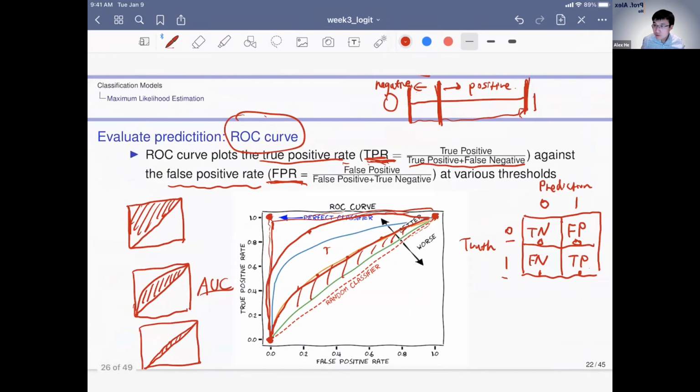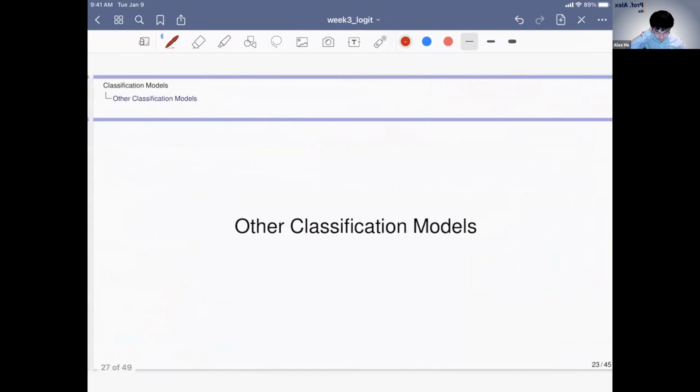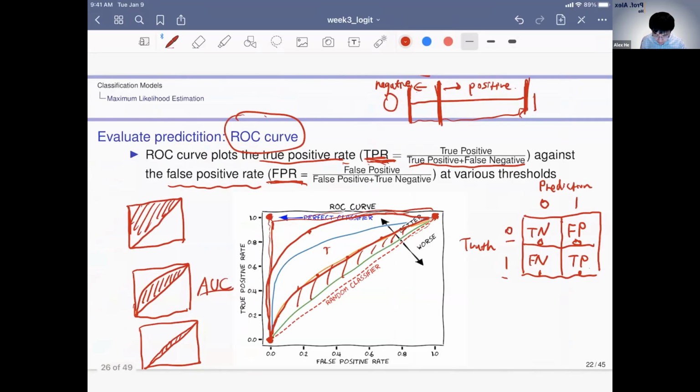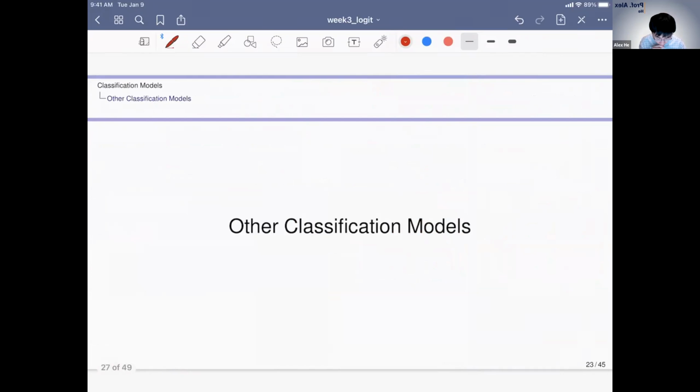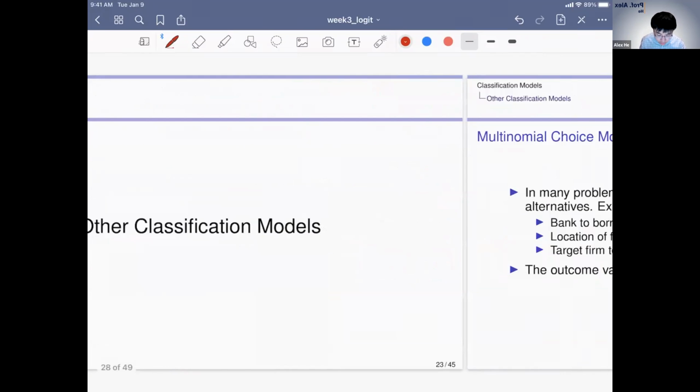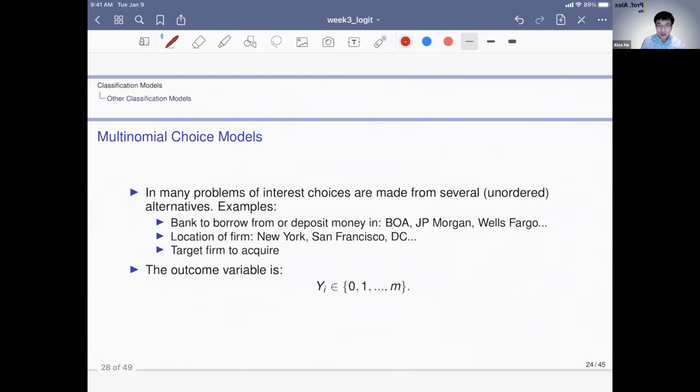All right. Any other questions before I move on to other classification models? Okay, so that's Logit and Probit. And then we'll cover a few more others. These others are useful for cases where you have more than 2 categories, because for Logit and Probit, you only have y equals 0 or 1. So there are only 2 categories, but sometimes you have more, right?